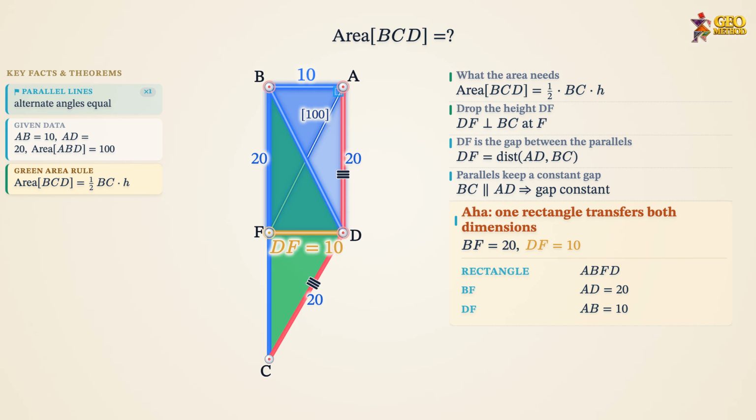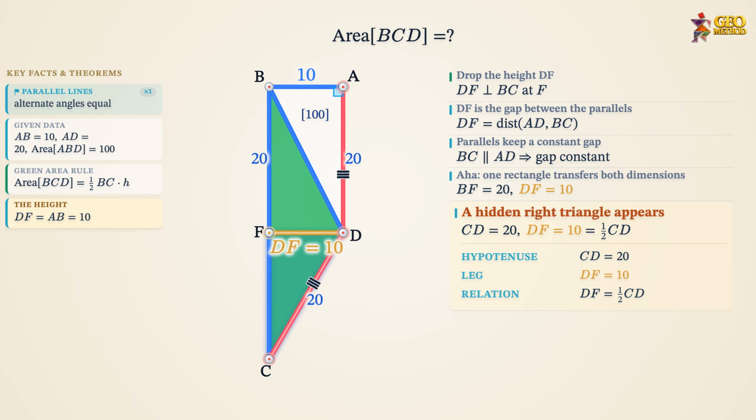Aha! One auxiliary rectangle transfers both dimensions at once. Opposite sides give segment BF equals segment AD equals 20, while segment DF equals segment AB equals 10. Now look only at right triangle CDF. Its hypotenuse segment CD is 20, while leg segment DF is 10, exactly half the hypotenuse.